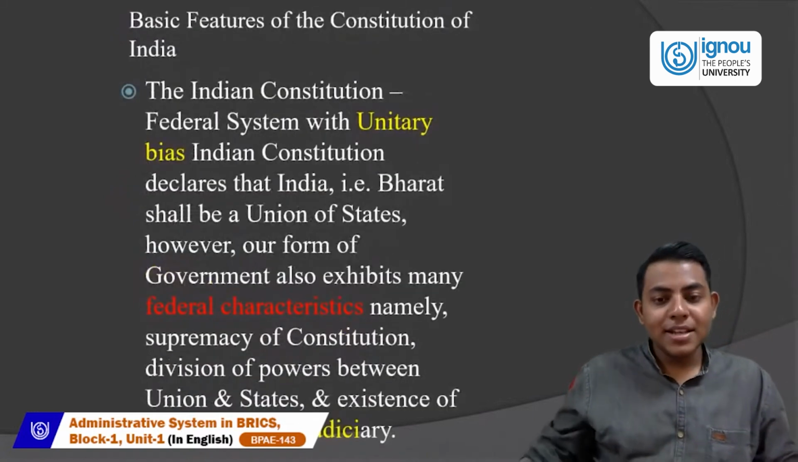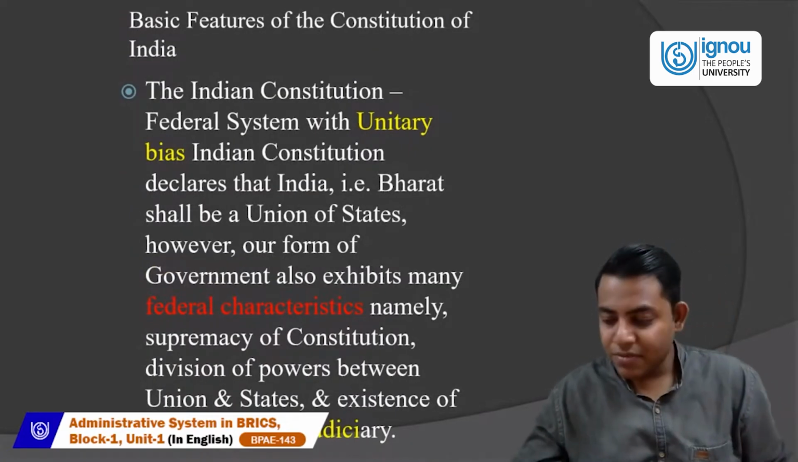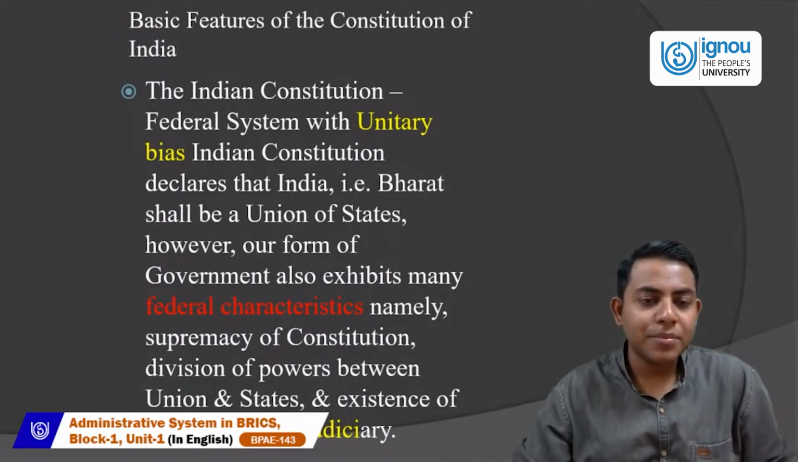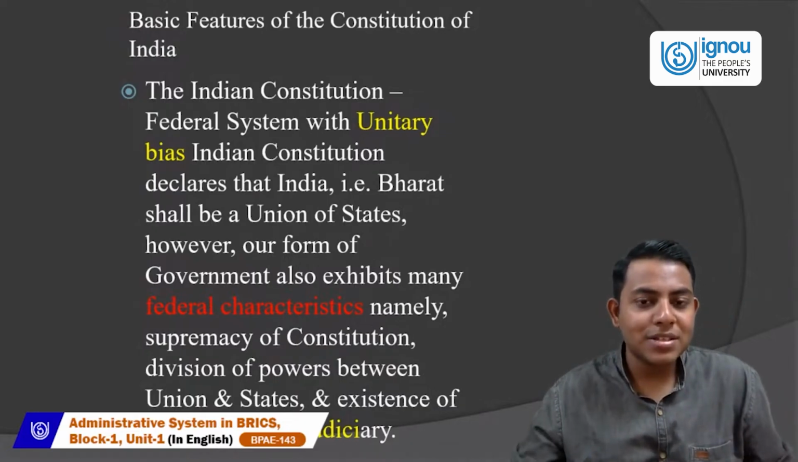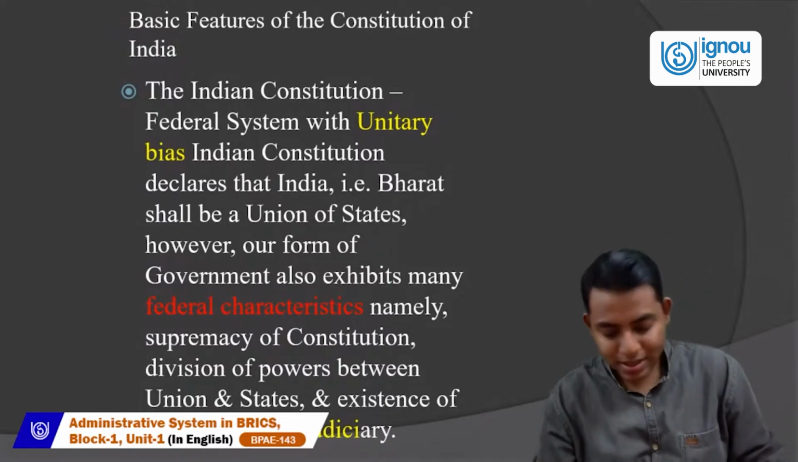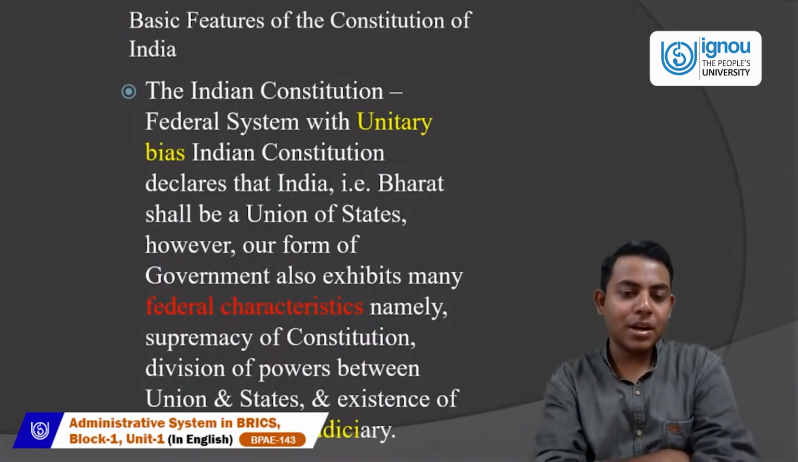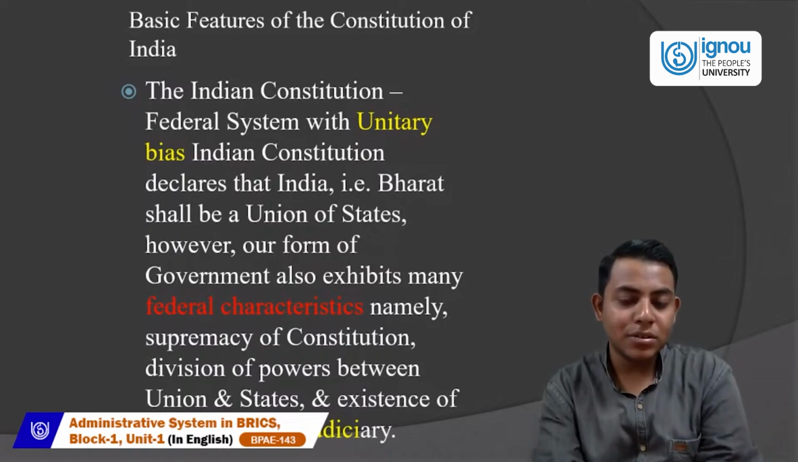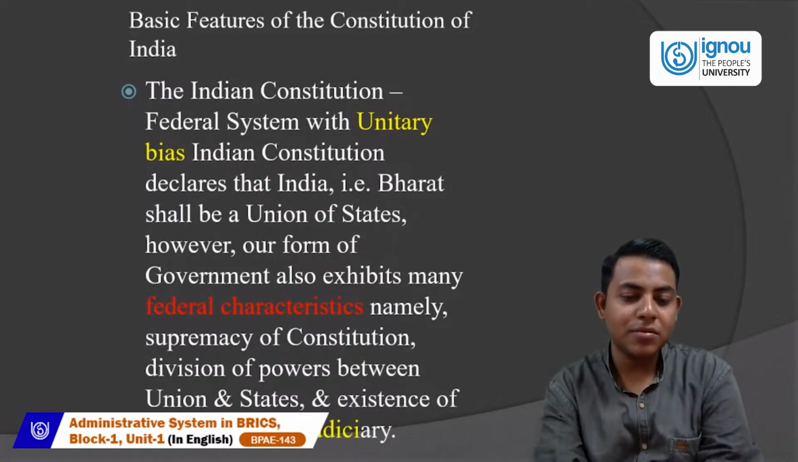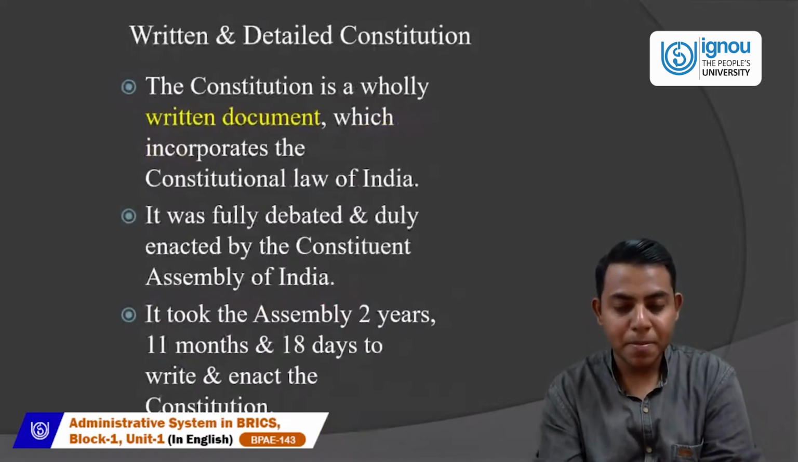Let us discuss some of the basic features of the Constitution of India. As we all know, the Indian constitution envisages a federal system with unitary bias, and it declares that India, that is Bharat, should be a union of states. However, our form of government also exhibits many federal characteristics. What are those federal characteristics? They are supremacy of the constitution, division of powers between union and states, and existence of an independent judiciary.